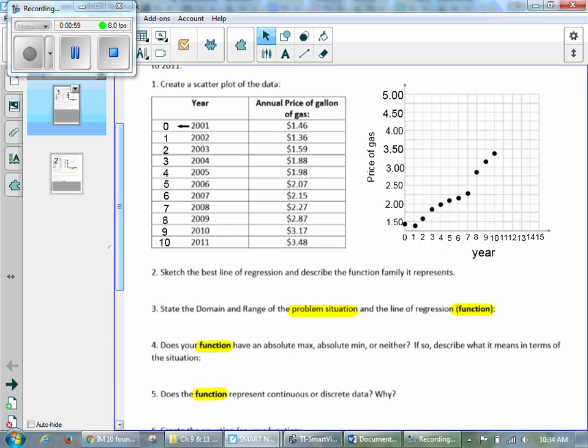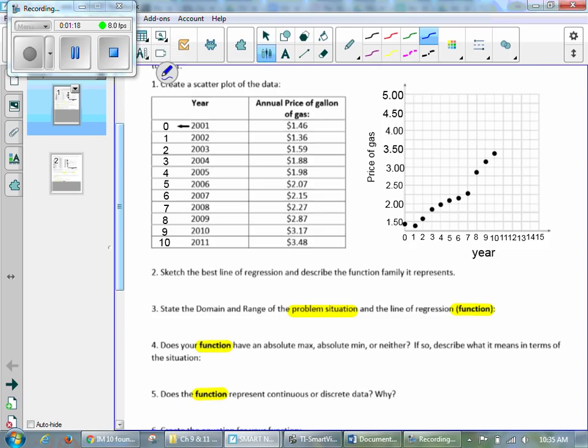Okay, if you're done making your scatter plot, let's look at the data. So you're looking at your scatter plot and you see it's an increasing function, but you're not really sure if it's linear. Well, you have another option. This particular scatter plot would be an example of an exponential function family.